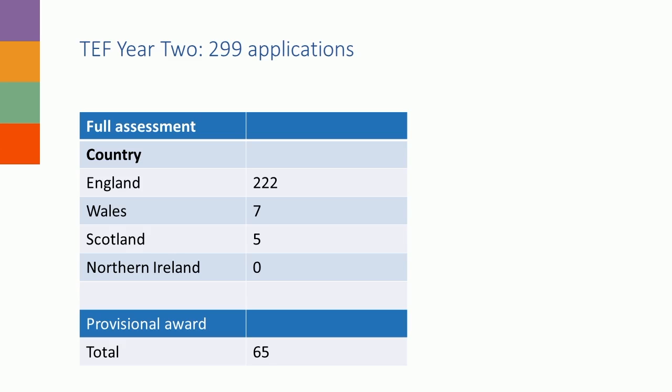And the 65 in the table at the bottom have opted in for a provisional award because they didn't, at this stage, have sufficient metrics to be assessed for a bronze, silver or gold rating, but will get this provisional award to indicate that they are taking part.